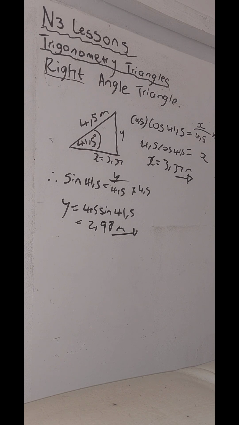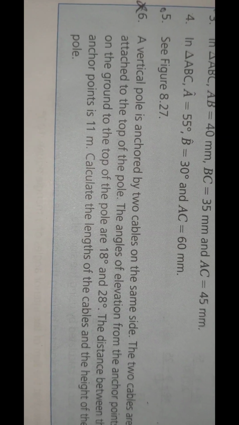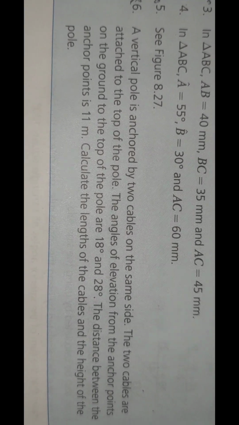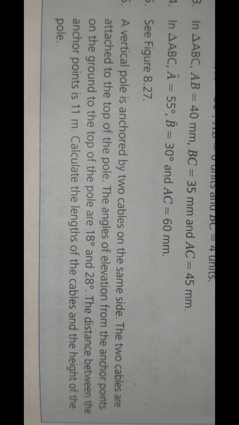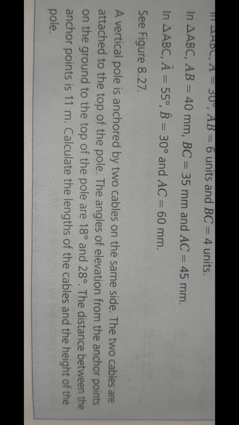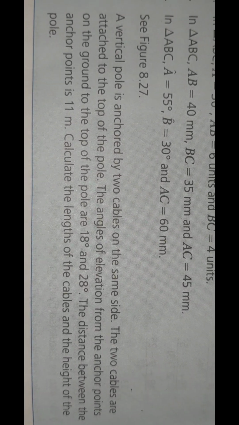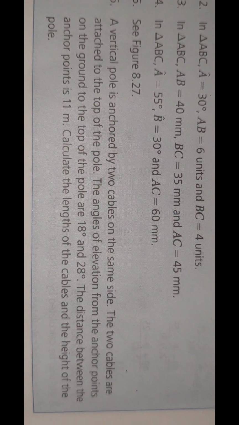And now let's look at another example. Let's solve a more difficult one using this right angle triangle. Here is question number 6 from my textbook. A vertical pole is anchored by 2 cables on the same side, right? The 2 cables are attached to the top of the pole. Both of them are attached to the same pole again.